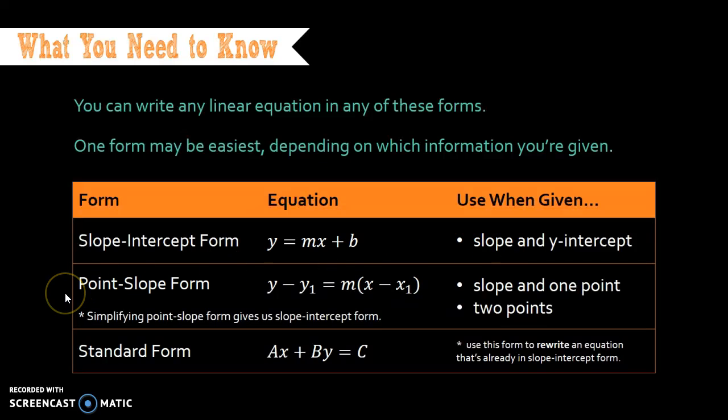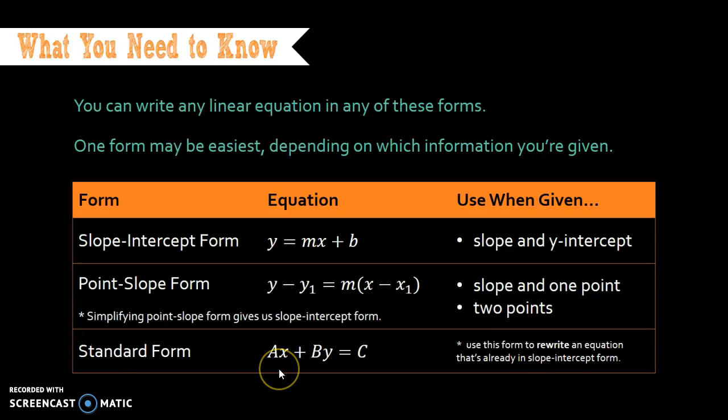We also have point-slope form, which is y minus the y-coordinate equals m times x minus the x-coordinate. Point-slope form is easy when we have the slope and a point, or if you have 2 points because you can easily find the slope between 2 points. When we simplify point-slope form, we end up with slope-intercept form. So it just depends on the information that you're given first, which version of this equation you're going to end up with. And our last form is standard form, and that looks like this.